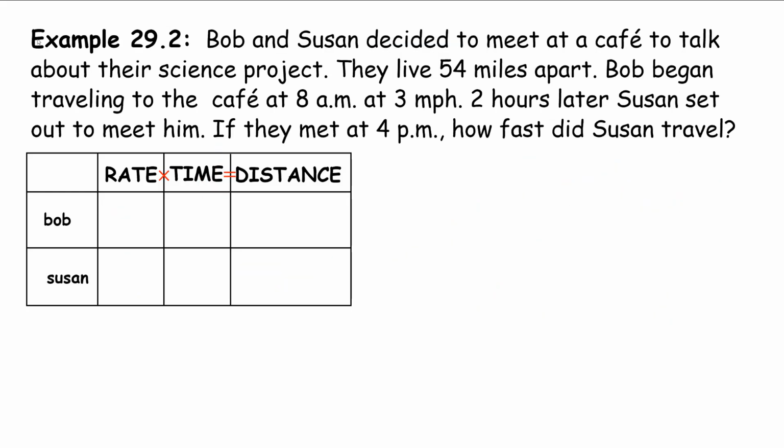Okay, so Bob and Susan decide to meet at a cafe to talk about their science project. They live 54 miles apart. Bob began traveling to the cafe at 8 a.m. at 3 miles per hour. 2 hours later, Susan set out to meet him. If they met at 4 p.m., how fast did Susan travel?